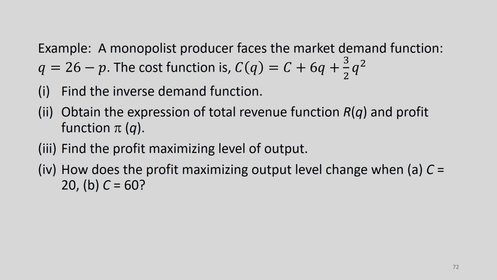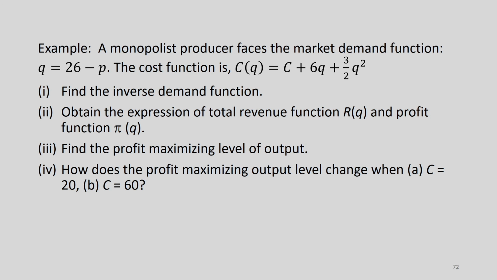Okay, here is another problem, and this is again from the world of economics. A monopolist producer faces the market demand function Q is equal to 26 minus P. The cost function is C of Q, which is equal to c plus 6Q plus 3 by 2 Q square.